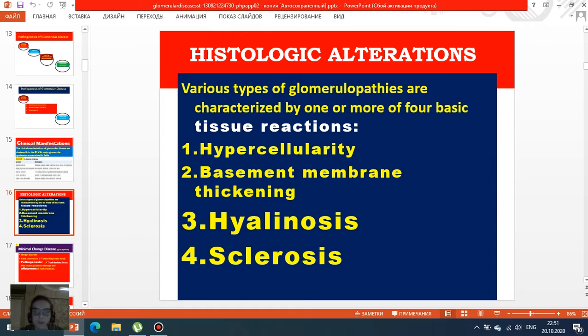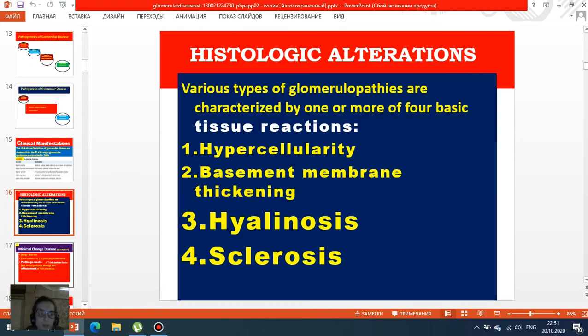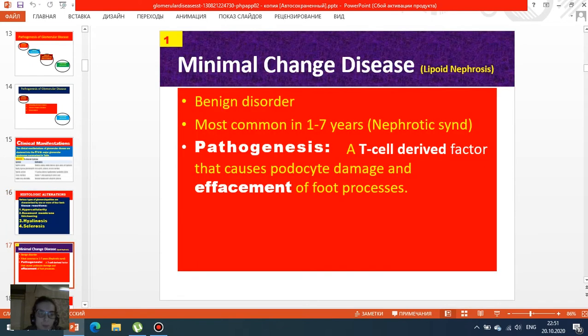Histological alteration of glomerulonephritis. Various types of glomerulopathies are characterized by one or more of 4 basic tissue reactions: hypercellularity, basement membrane thickening, hyalinosis, and sclerosis. So next we will talk about various forms of glomerulonephritis.